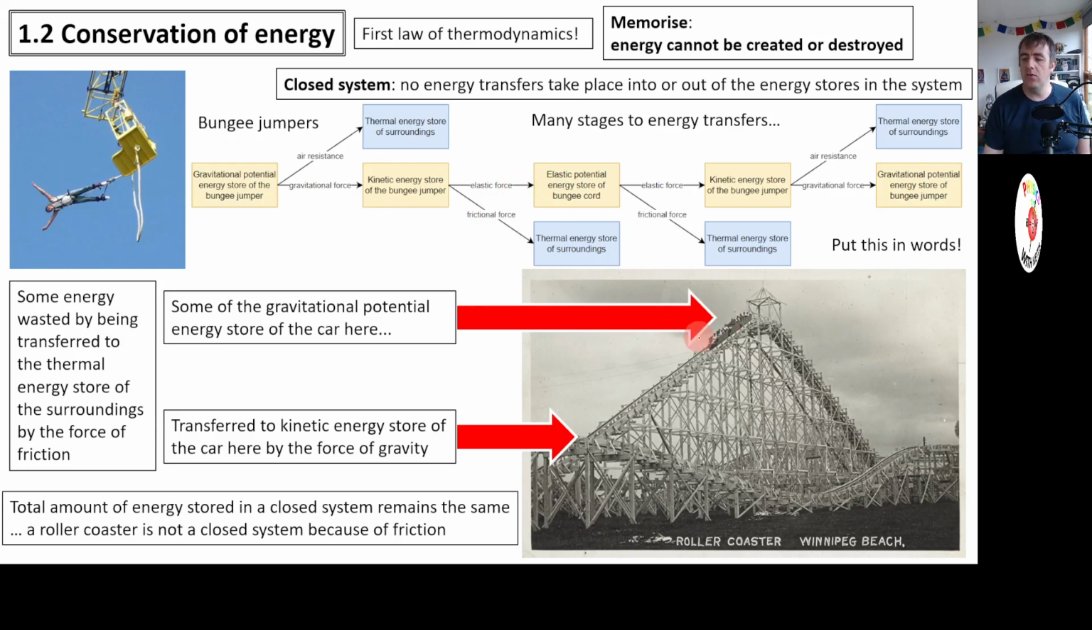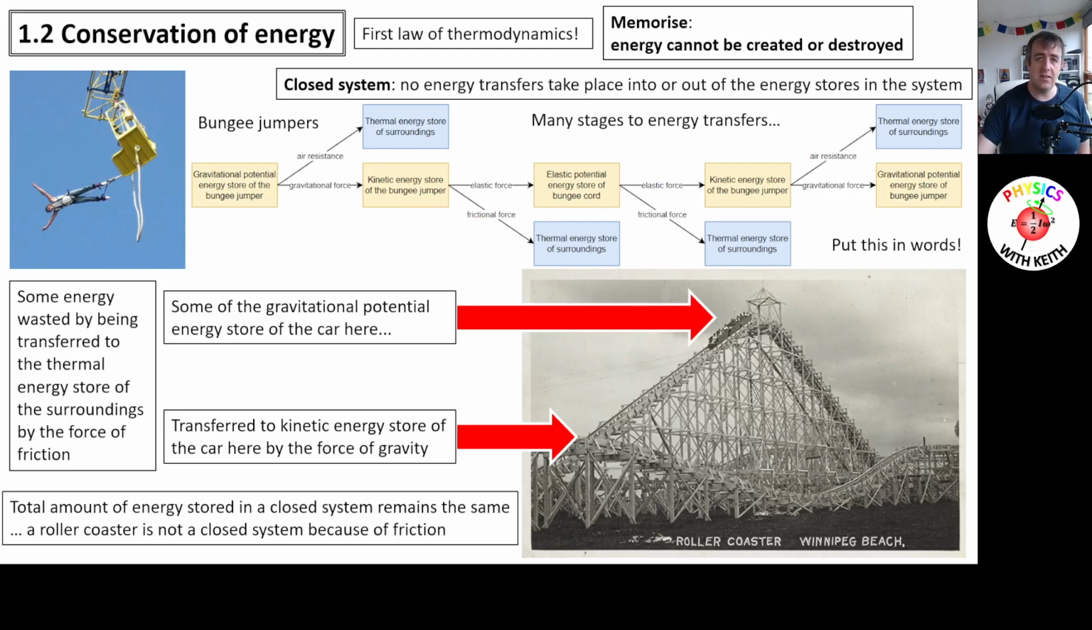If we didn't have any sound waves radiating out, carrying away the energy into surrounding energy stores, and there was no friction as well, we'd end up ascending back to the same height that we started, but that doesn't happen. It says the total amount of energy in a closed system remains the same. It's not a closed system. Friction is the reason why it's not. So that is how we can understand energy conservation in terms of these energy stores.